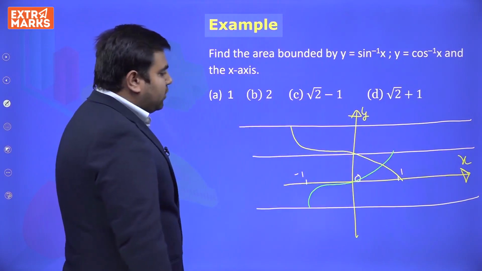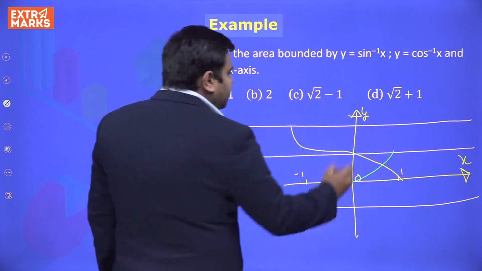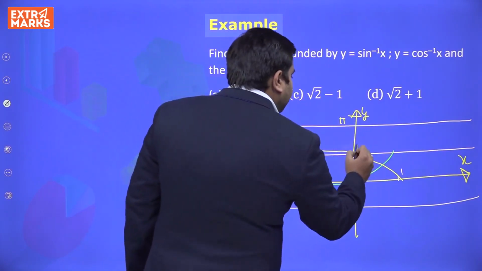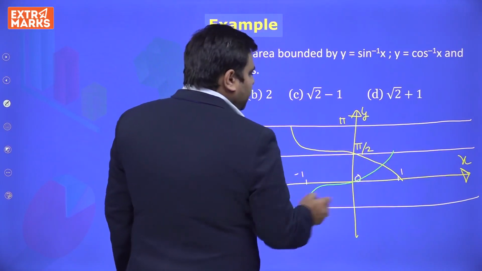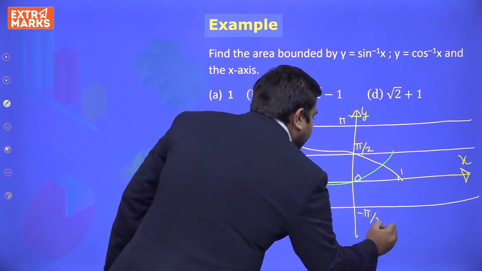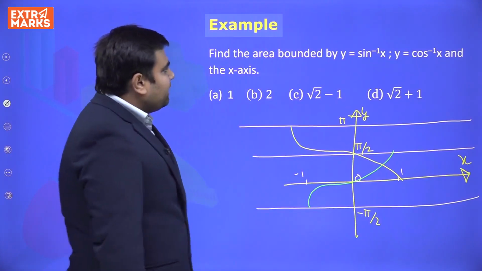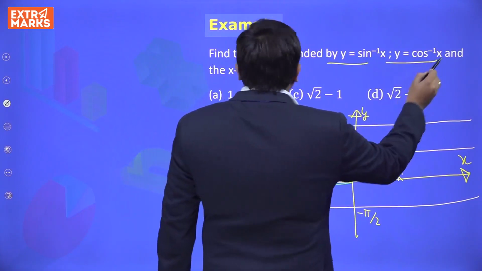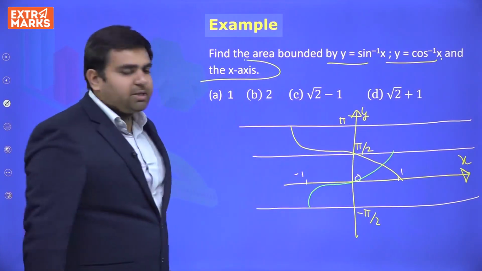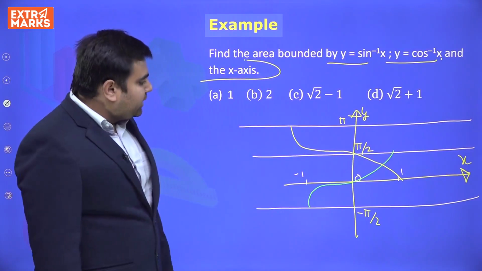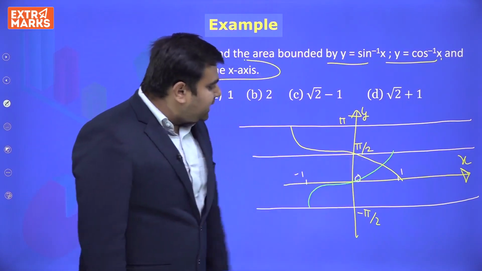So this is the graph of cos inverse x, right? Now this is pi by 2, and this is 0, and this is minus pi by 2, right? So we need to find the area bounded by sine inverse x, cos inverse x and the x-axis. So what would be that area? Area bounded by these two curves and x-axis.